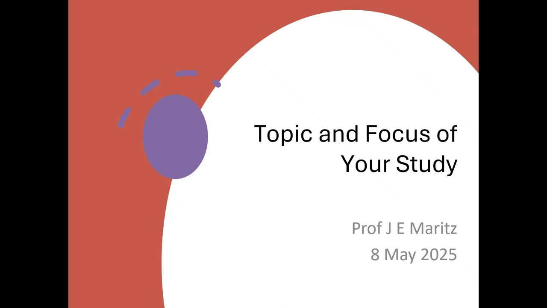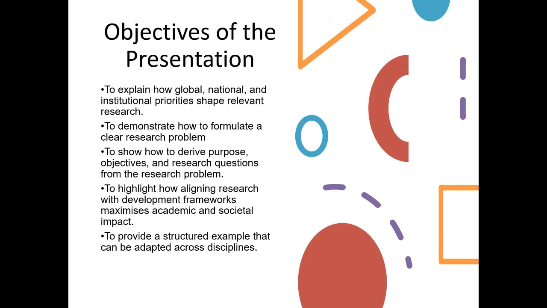So in order of that, we will be talking tonight around how we use global, national, and institutional priorities to shape our research. When I speak about institutional priorities, I'm speaking about UNISA and their catalytic niche areas. But we will speak about the global, the national, and then institutional priorities that could shape your research. Also, some demonstration and examples. How do we move from these global, national, and institutional priorities to formulate a clear research problem? And how do we derive a purpose, objectives, and research questions from our research problem?